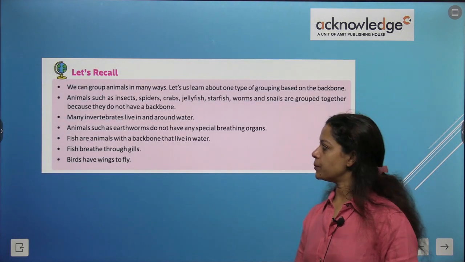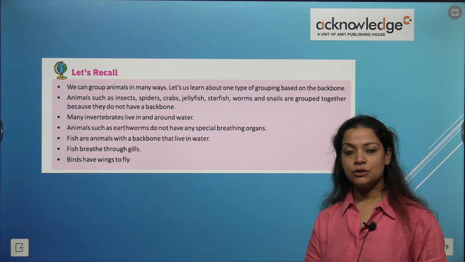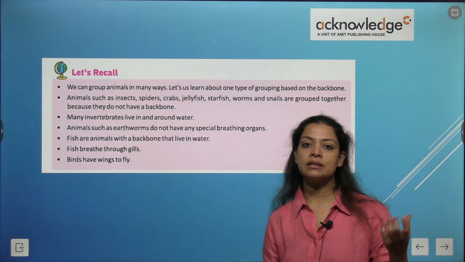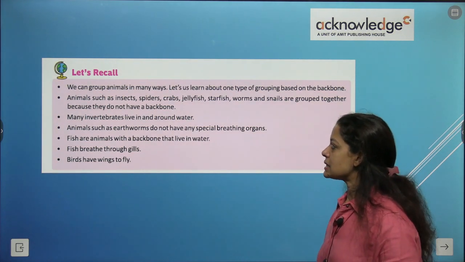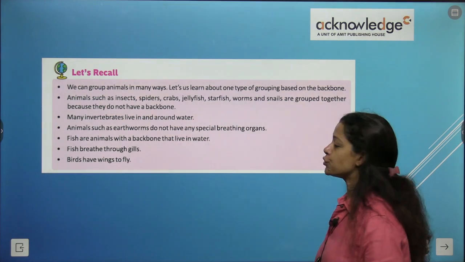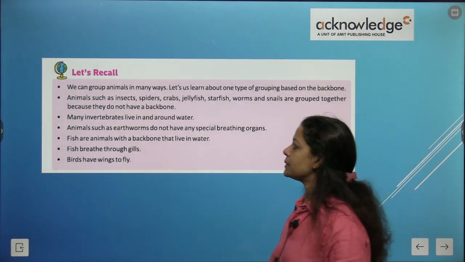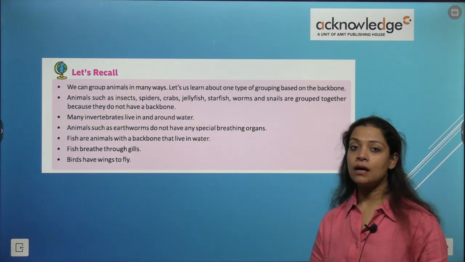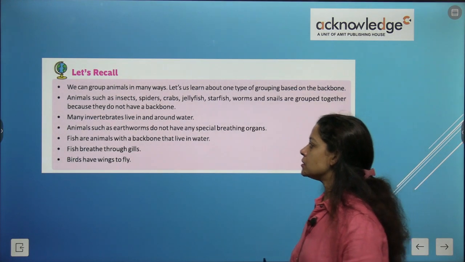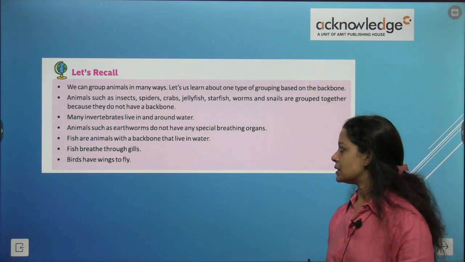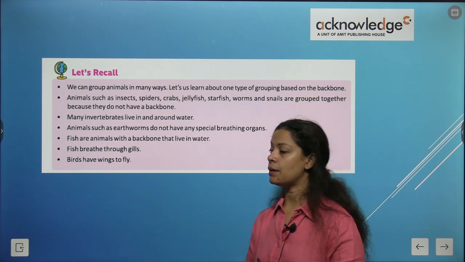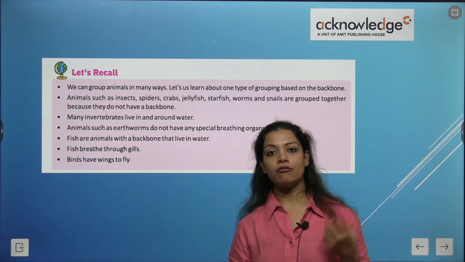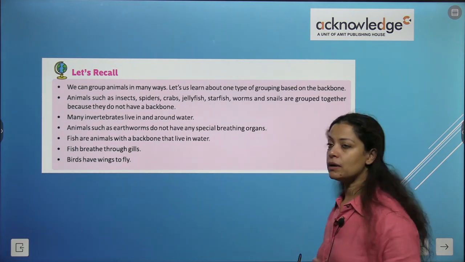Now let's recall some of the points. We can group animals in two ways, with the help of their backbone, whether they have a backbone or not. Animals such as insects, spiders, crabs, jellyfish, starfish, worms and snails are grouped together because they do not have a backbone. Many invertebrates live in and around water. Animals such as earthworms do not have any special breathing organ. Fish are animals with a backbone that live in water. Fish breathe through their gills and birds have wings to fly. So this was all about this chapter.